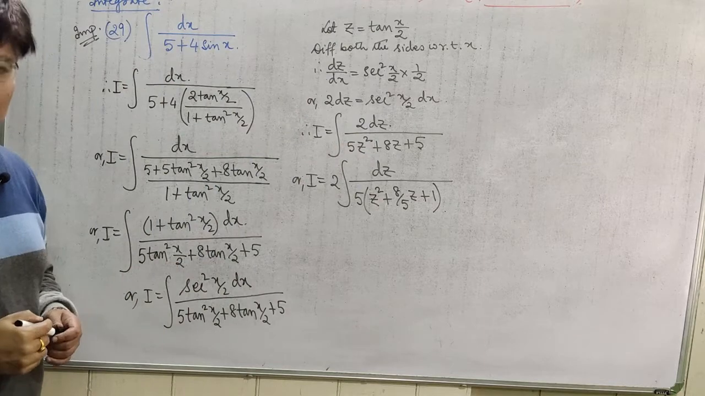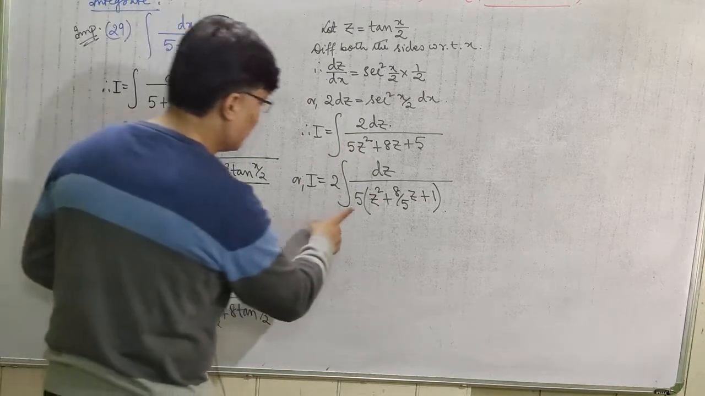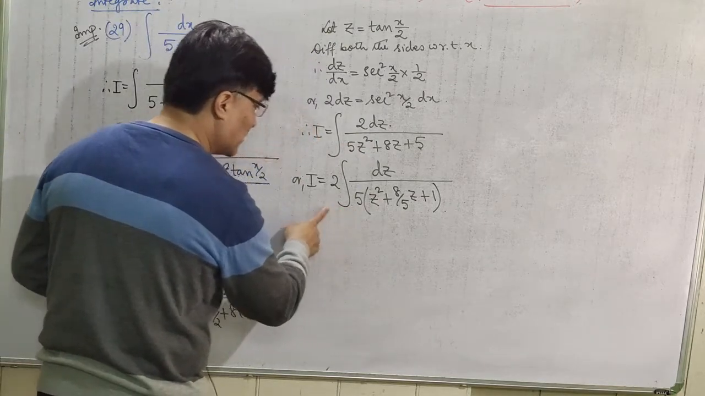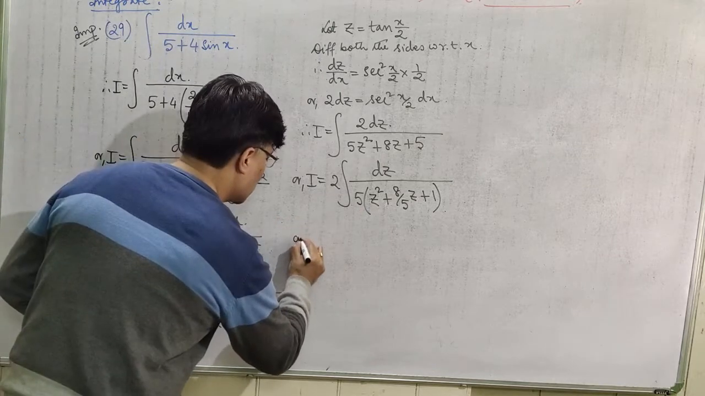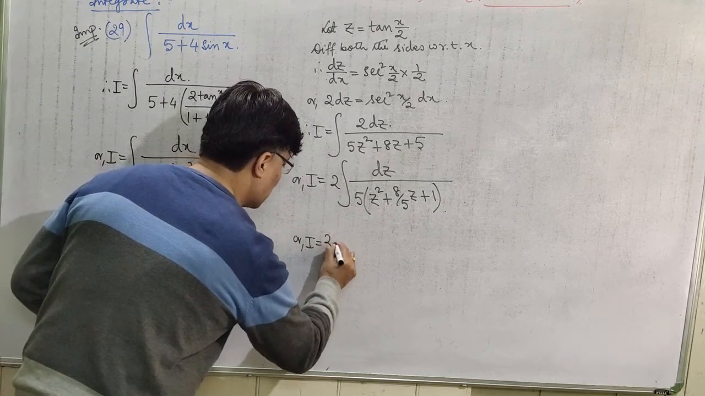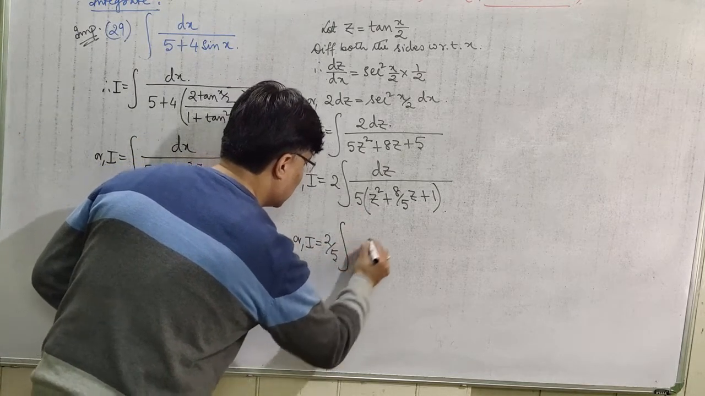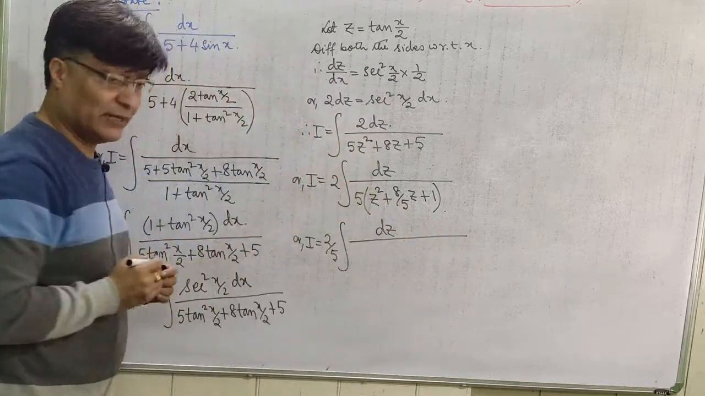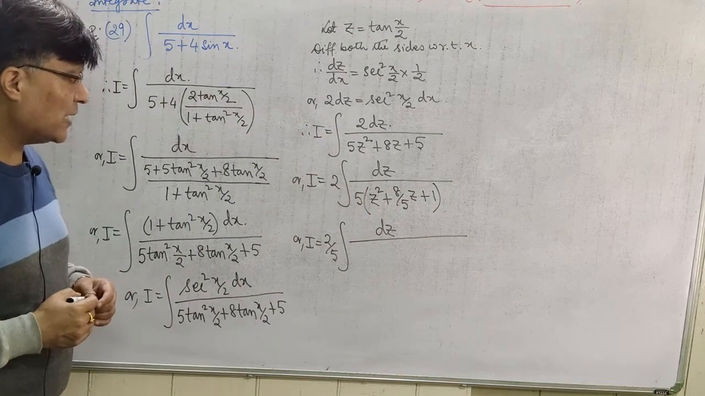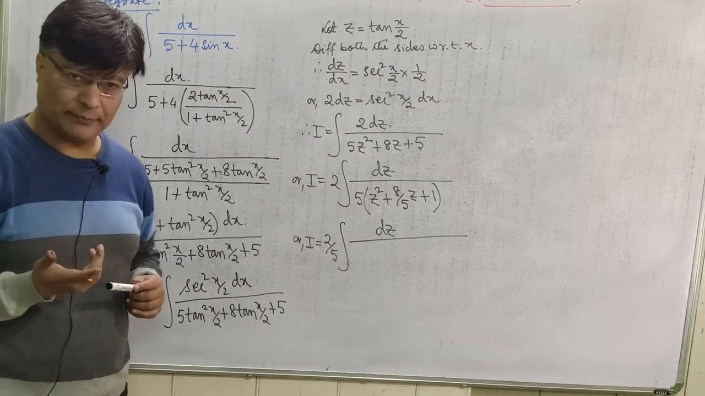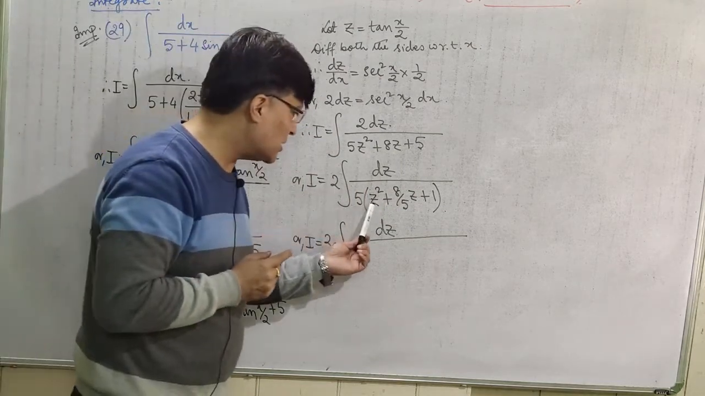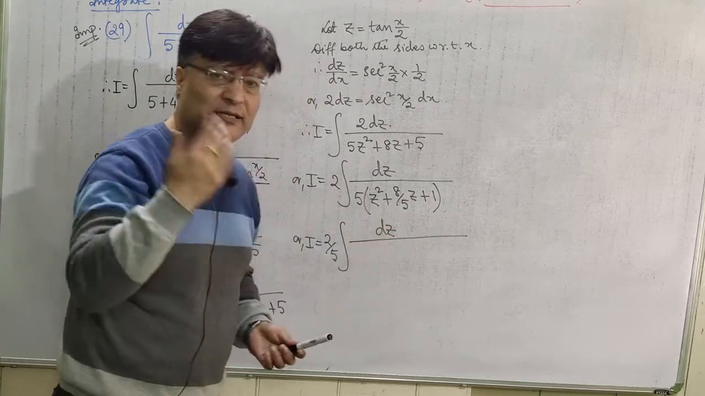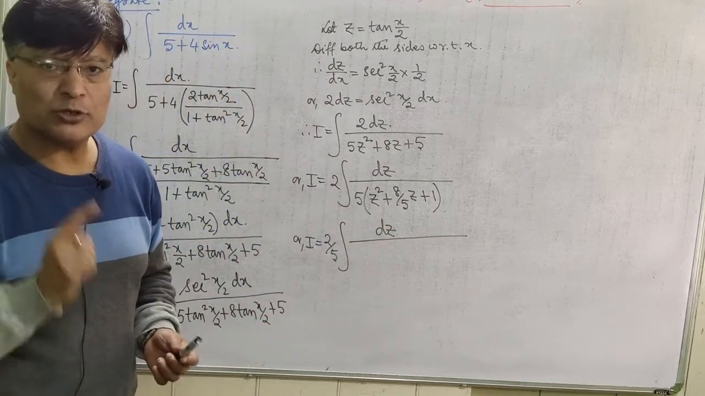Is that clear now? So this 5 is constant. Since 5 is constant here, you can take it outside integration. That is, I is equal to 2 by 5 integration of dz divided by, now there remains z square plus 8z upon 5 plus 1. So let us convert this z square plus 8 by 5z in terms of a square plus 2ab plus b square form.